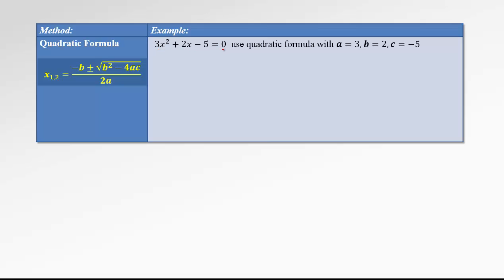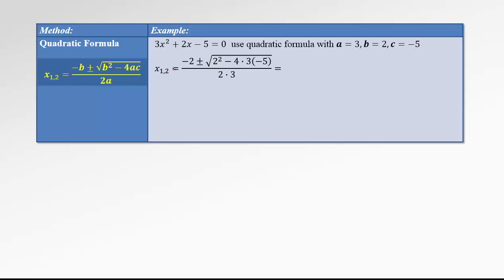Okay, so here's the example. We have our a, b, and c. Let's plug it into the formula and simplify according to order of operations. Our two possible roots are negative b, since b is 2, we have negative 2, plus minus square root of b squared, which is 2 squared, minus, from the formula, 4 times a, but a is 3, times c, which is negative 5.